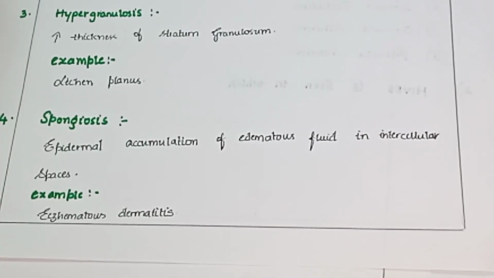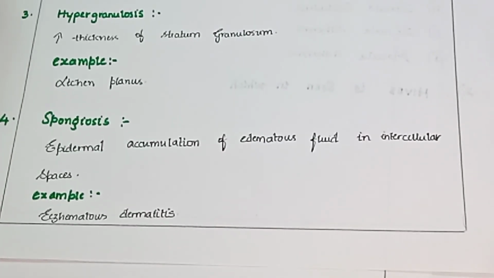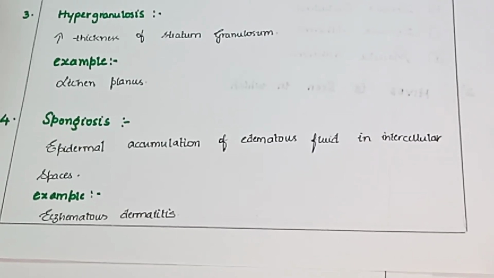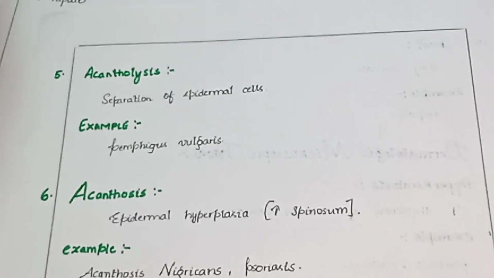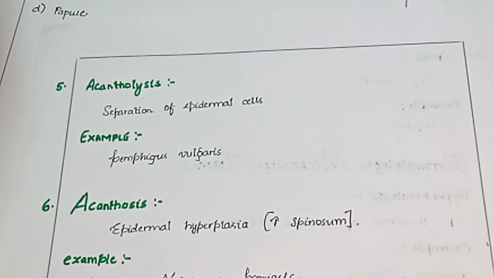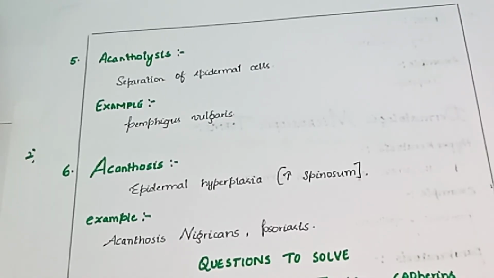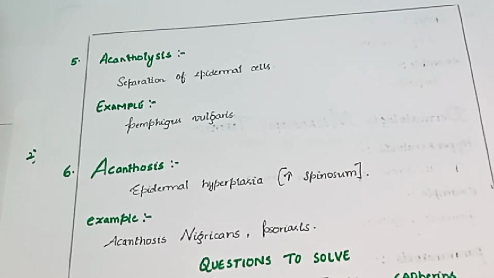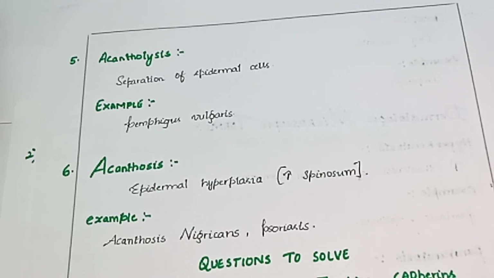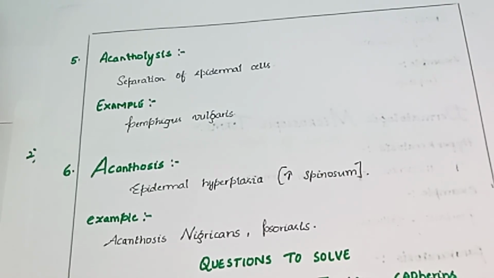The next one is spongiosis. It is characterized by epidermal accumulation of edematous fluid in intercellular spaces. An example is eczematous dermatitis. The fifth one is acantholysis. It is characterized by separation of epidermal cells. An example is pemphigus vulgaris. The sixth one is acanthosis. It is characterized by epidermal hyperplasia, where there is an increase in the spinosum. Examples are acanthosis nigricans and psoriasis.